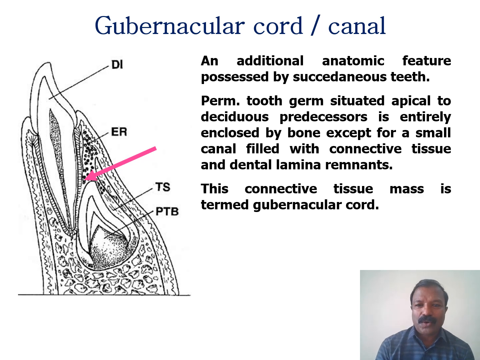So what is gubernacular cord and gubernacular canal? It's an additional anatomic feature possessed by mostly the succedaneous permanent teeth. Here the permanent tooth germ situated apical to the deciduous predecessors is entirely enclosed by bone except for a small canal, and this inverted triangular shaped canal is known as the gubernacular canal. It is filled with connective tissue and has the remnants of dental lamina, and this connective tissue mass situated in the gubernacular canal is known as the gubernacular cord.